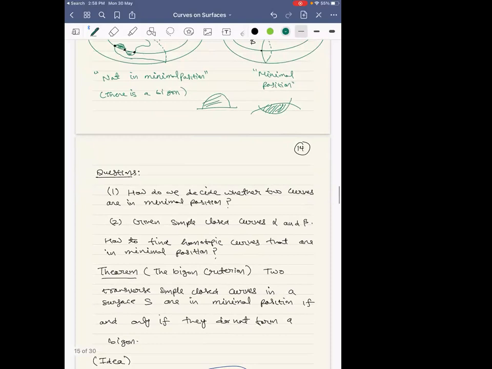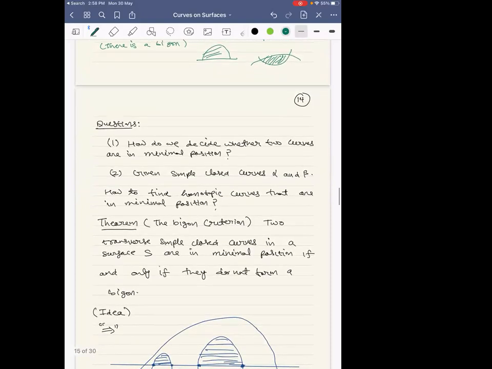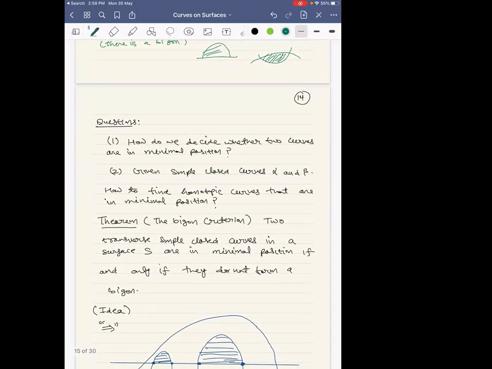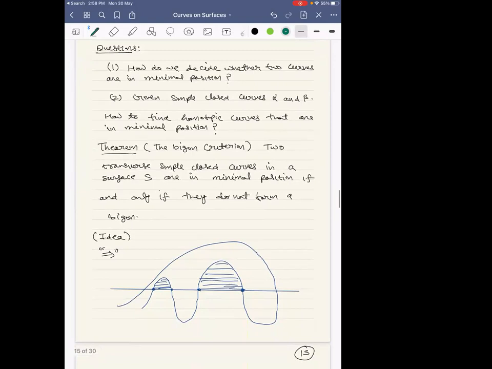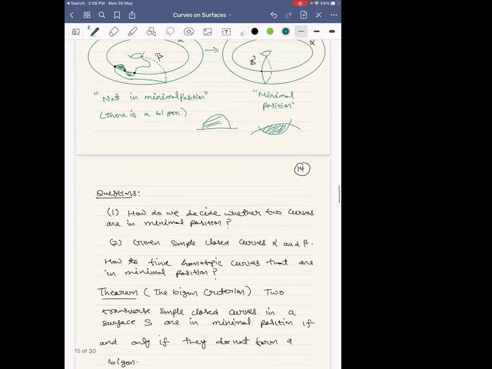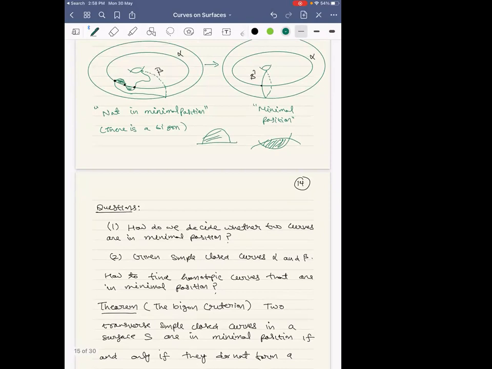So what is the statement? The statement is that two transverse simple closed curves in a surface are in minimal position if and only if they do not form a bigon, right? So absence of bigons means minimal position, and presence of bigons means there are excess intersections that you can get rid of.